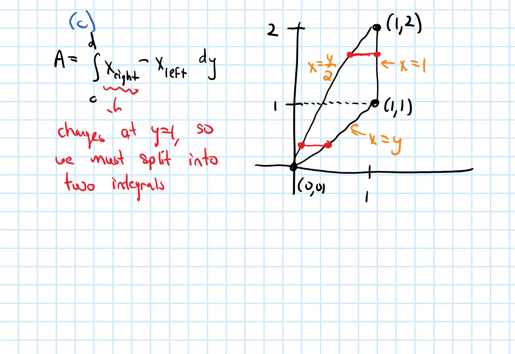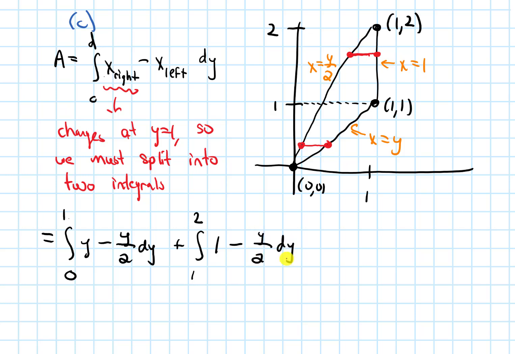So doing that, our first integral, these need to be y values. The smallest y value down here is 0. And we'll go until we reach the y value 1. And the right function there was just x equals y. So I plug in what x equals, which is y. And then minus the left function. So I plug in what the x is, which is y over 2, dy. And then for the next integral, I get plus. This one starts at the y value 1, and it goes up until the y value 2. Okay, and the right function is x equals 1, so I plug in 1, minus the left function is y over 2, and we have dy.